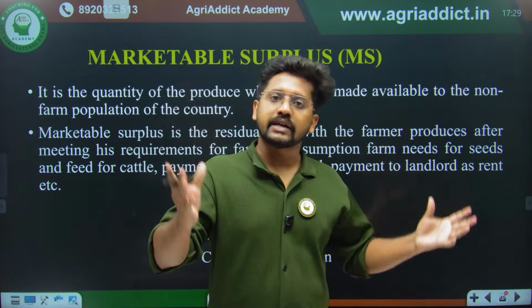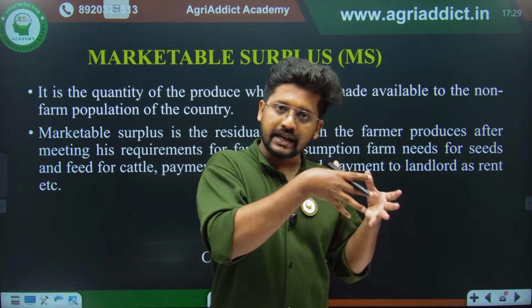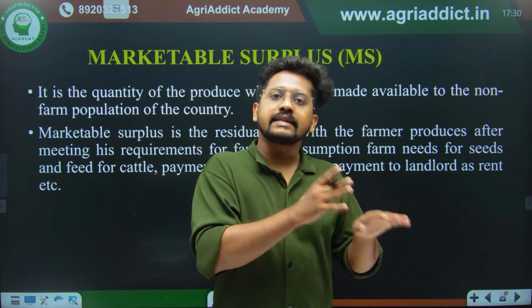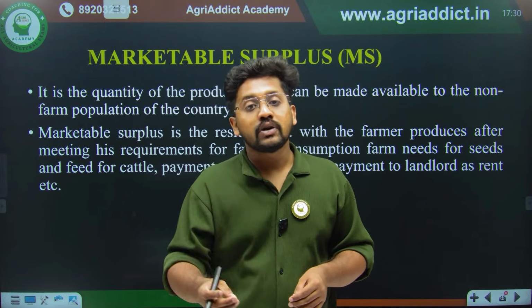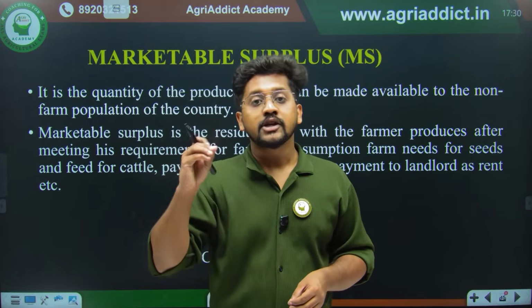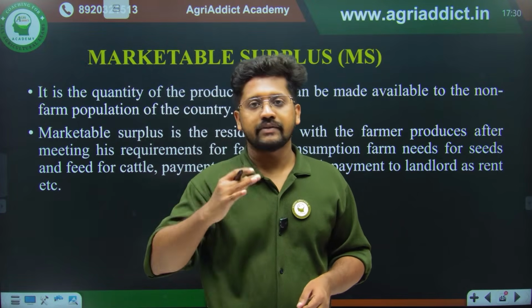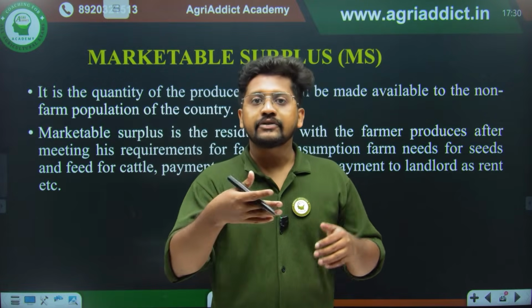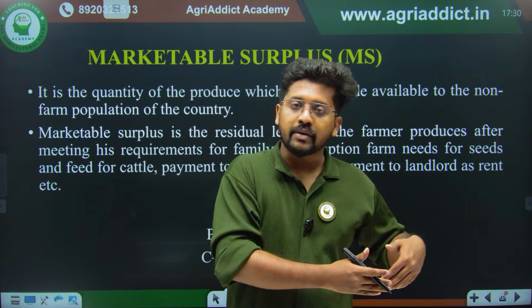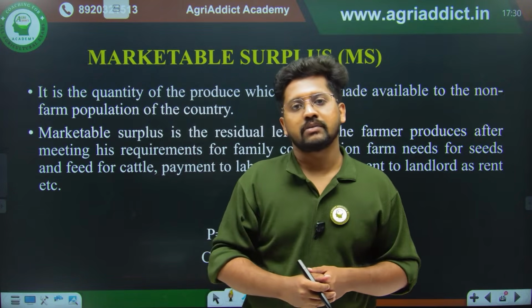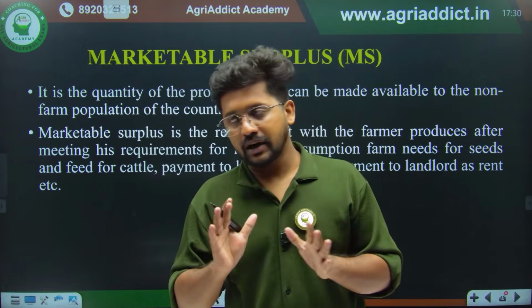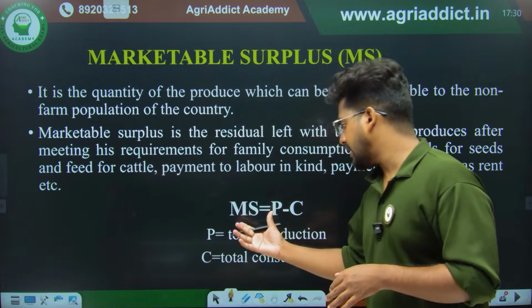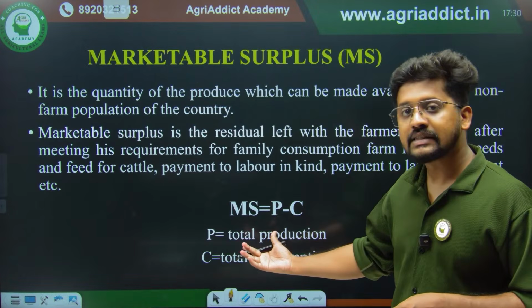So of the 1000 quintals, how much he is actually requiring, deducting that, what is the rest, that only he can give to the market. What he can give to the market, we don't know whether he has given it or not. What he can give after meeting his requirements is nothing but your marketable surplus. Okay, so what is marketable surplus? It is none other than the total production minus total consumption.